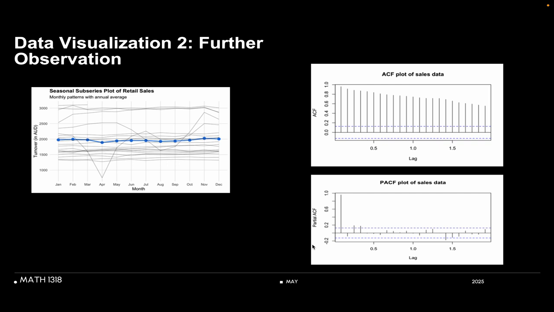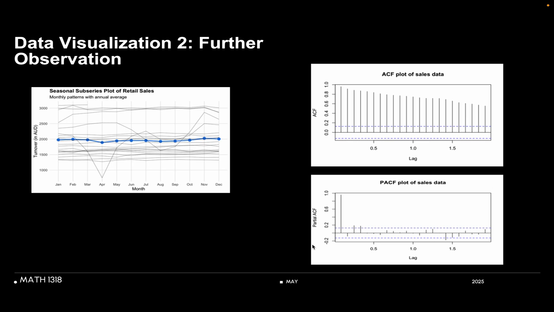The seasonal subseries plot reveals a clear seasonal pattern. December consistently shows the highest sales, likely due to Christmas, while months like April and August are often lower. This confirms that seasonality is a key component in the data and should be included in our forecasting model.